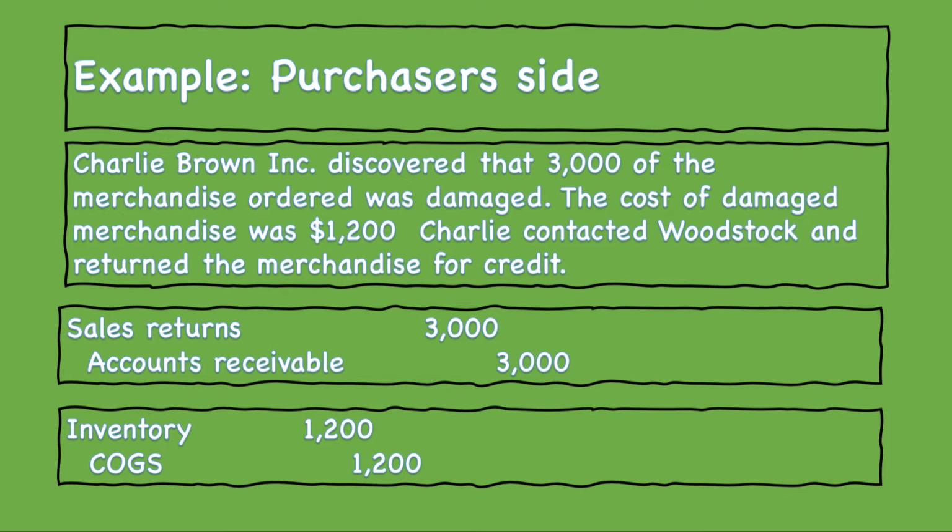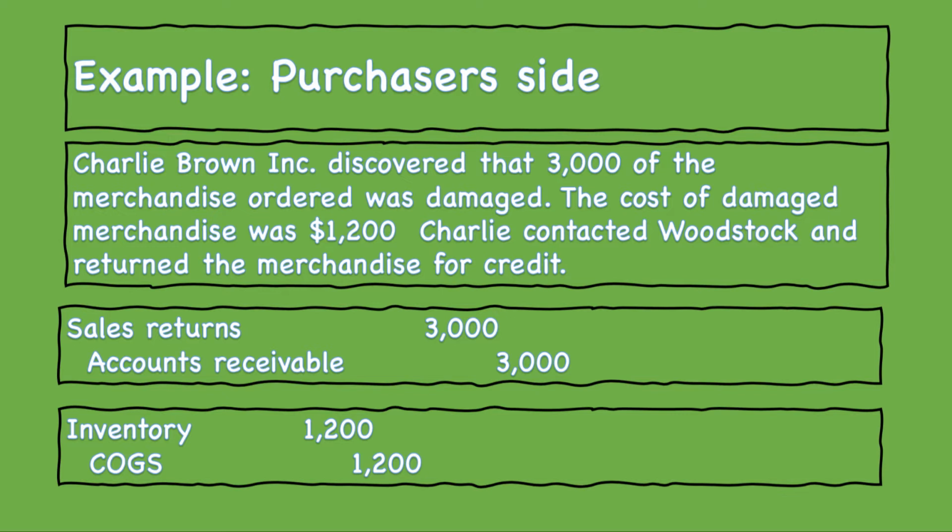Okay. So how do we handle this journal entry? Well, again, we need to decrease our sales, decrease our receivables. Accounts receivable is an asset. How do we decrease an asset? With a credit. So we're going to debit sales returns, which is that contra revenue account, for $3,000, and we're going to credit accounts receivable for $3,000.